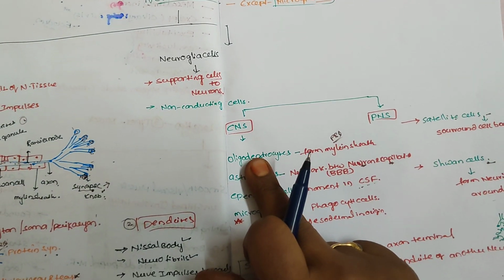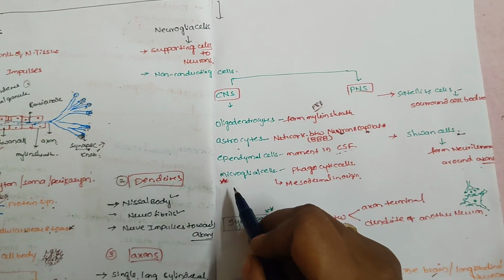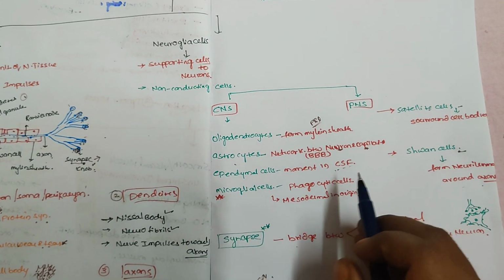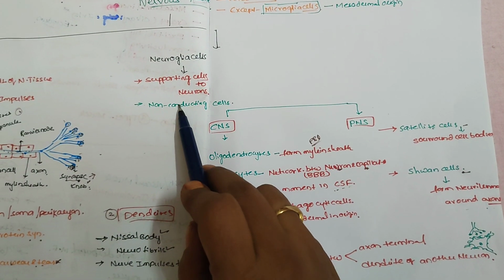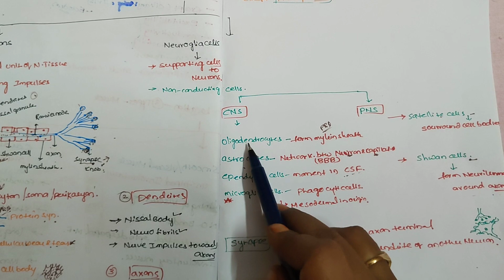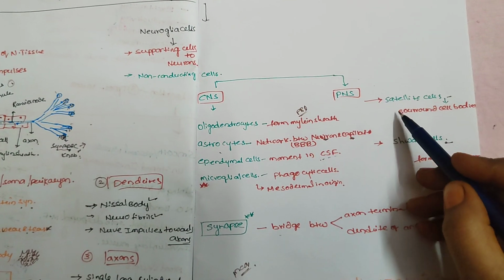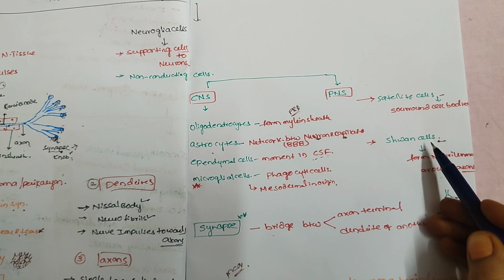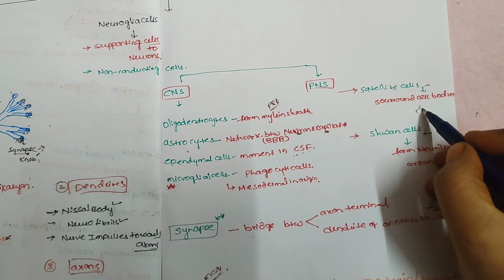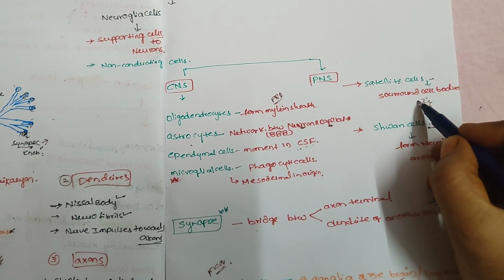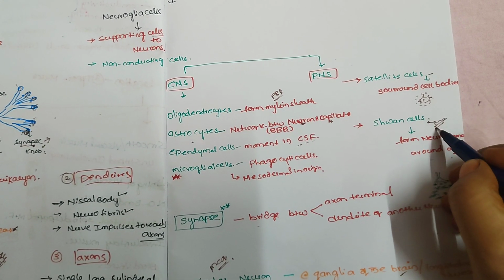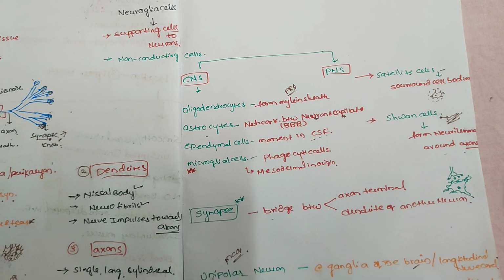Then come to the neuroglia cells. I already did a short video on neuroglia cells, but at a glance we have to discuss them here. These are non-conducting, supporting cells. In the CNS we have these types of cells. In the PNS there are just two cells, satellite cells and Schwann cells. Satellite cells surround the cell body. Schwann cells surround the neurolemma, meaning the axon.